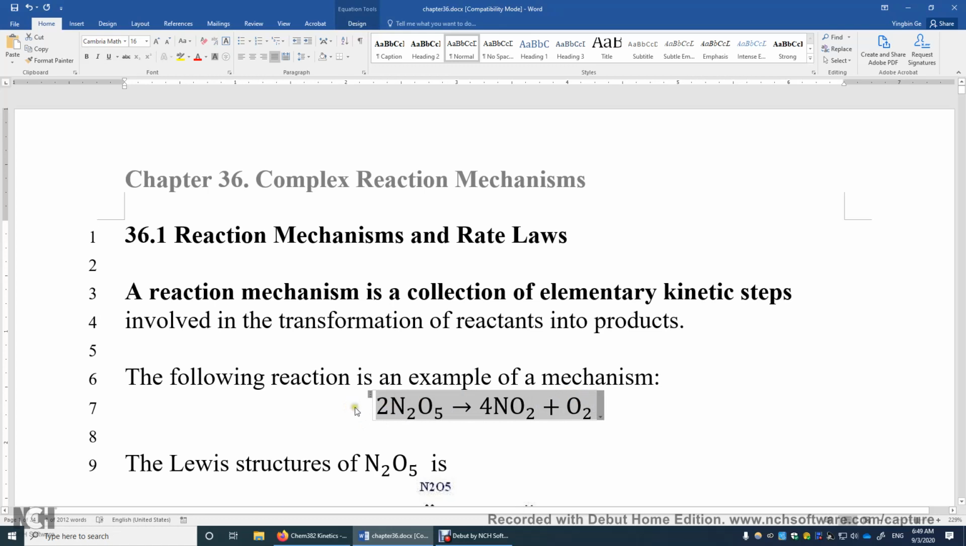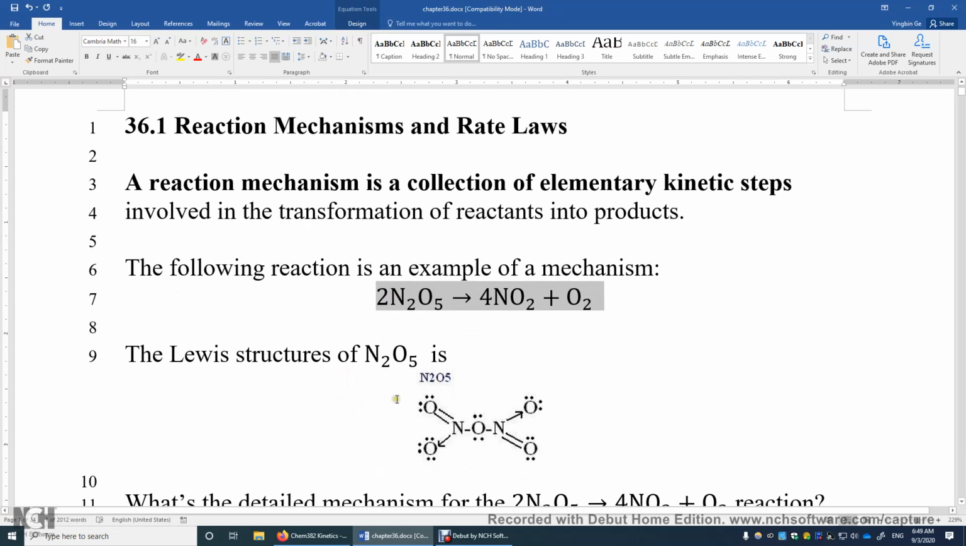This is a mechanism. Let me show you the Lewis structure of N2O5 first. So over here you have this nitrogen forming a double bond with this oxygen, a single bond with this oxygen, the bridging oxygen, and over here this is a so-called donor-acceptor bond. The nitrogen donates 2 lone pair electrons to form this bond.